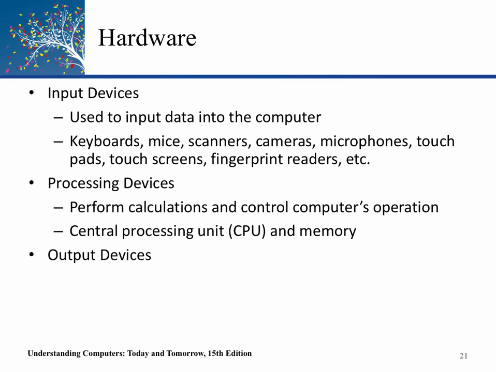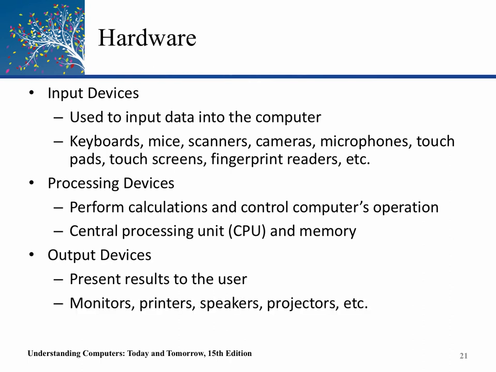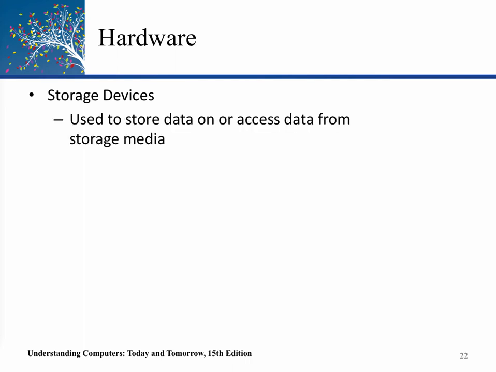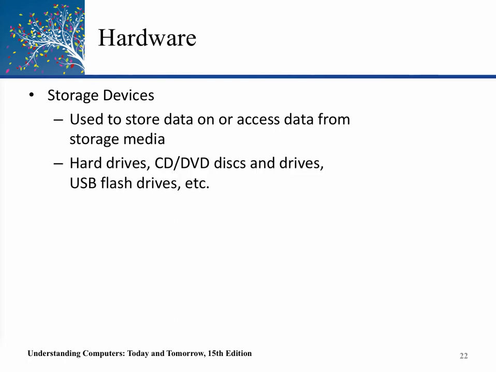Output devices. They're used to present the results to the user. So they're presented in, again, a myriad of ways. Monitors, printers, speakers, so on. Next, other pieces of computer hardware include storage devices. These are used to store the data or access the data from storage media. These can include hard drives, CD and DVD discs, and disk drives and USB flash drives.